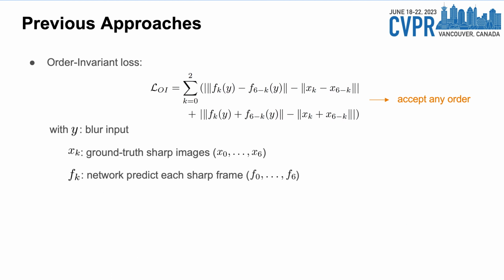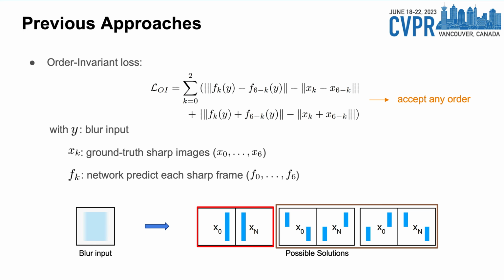Another loss function is proposed, called order invariant loss, which computes the total loss on frames at symmetric index. However, this loss does not fully resolve the issue of having multiple failed solutions. Specifically, the object in the deblurred frame could be torn off, but it still satisfies the condition.